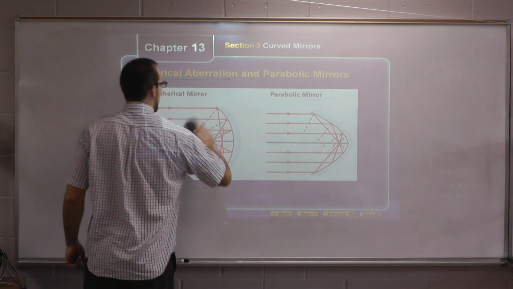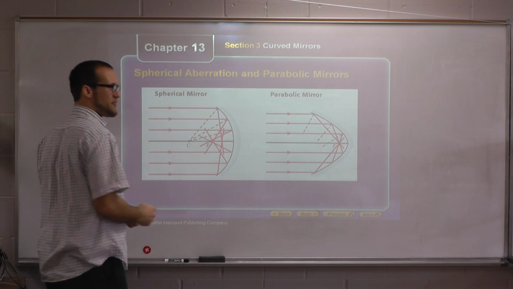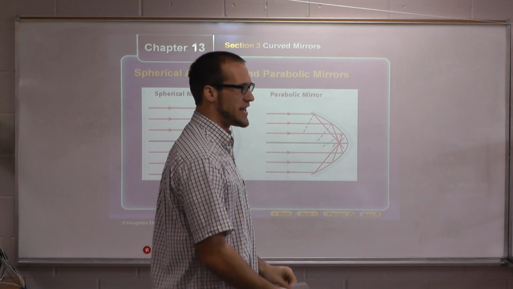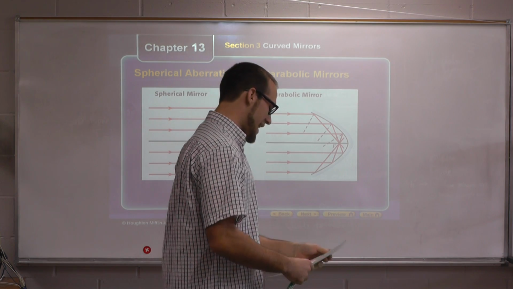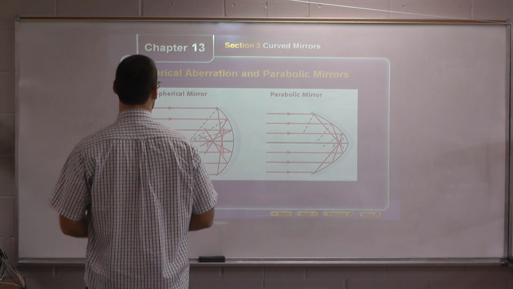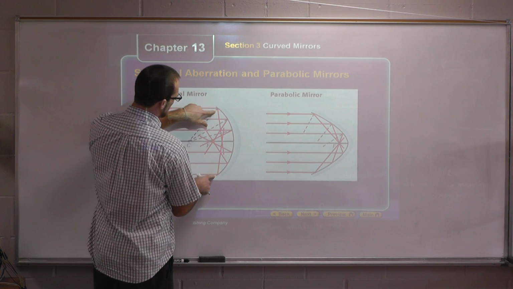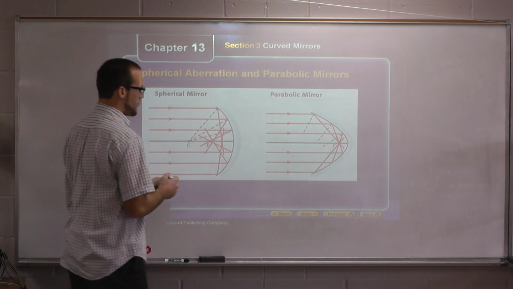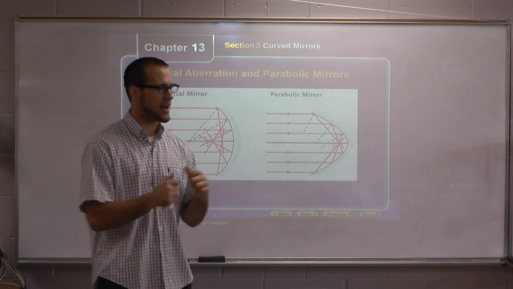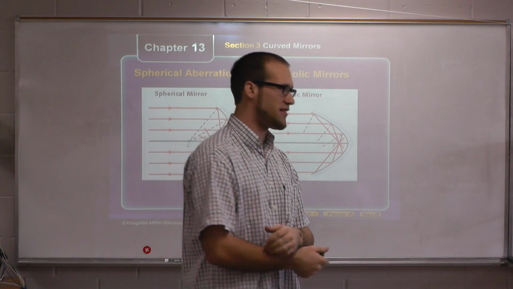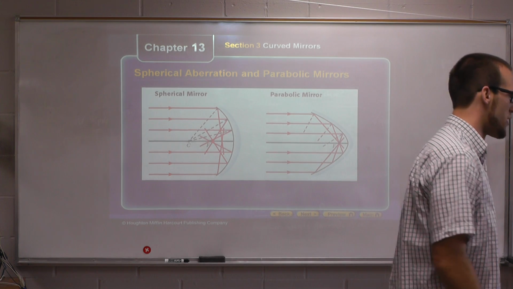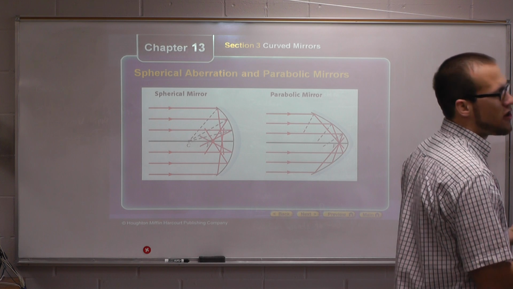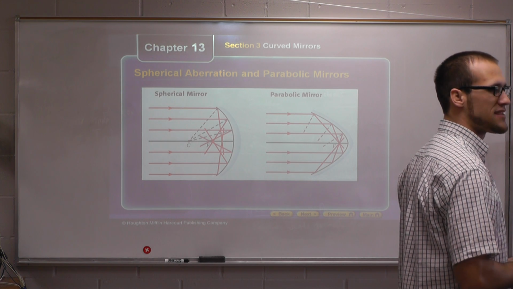If you have objects that are relatively far from the mirror, you can get what's called spherical aberration. The light rays that hit the outside of the mirror actually converge at a different point than the rays on the inner part of the mirror, just due to the curvature of spherical mirrors. It's called aberration, but basically it makes the image blurry.